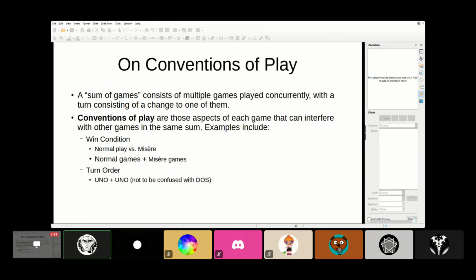My understanding is usually once all the games have concluded, or at least you can't move in any of them, so they're all over for you, then the game is over. So I think actually, go ahead. Deer can correct me if I'm wrong on this, but under the normal play condition, I think in the sum, you win if you make the last move in any game, and in the misere condition, you lose if you make the last move in any game.